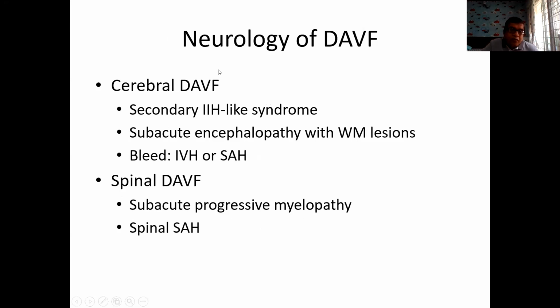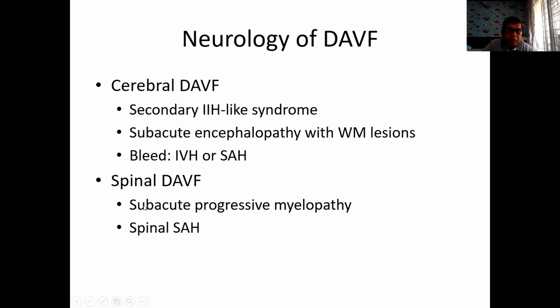We must know, and this is just one slide about dural AV fistula. The neurology of dural AV fistula: if the dural AV fistula is intracranial, then the abnormalities may present with IH-like syndrome. Some of them may present with subacute encephalopathy with white matter lesions, and sometimes they can bleed, which is the rarest of all three.